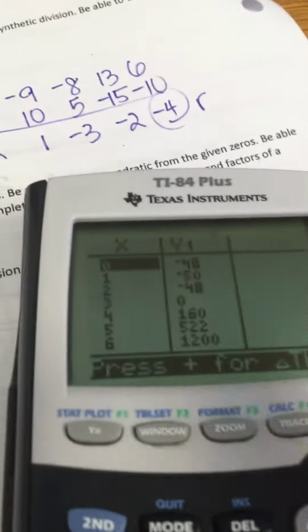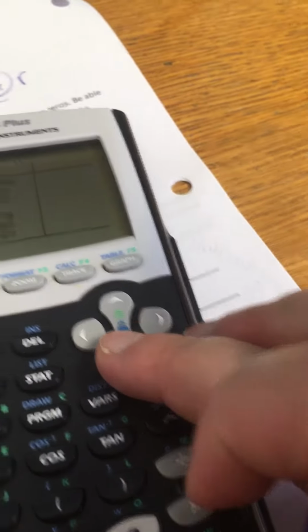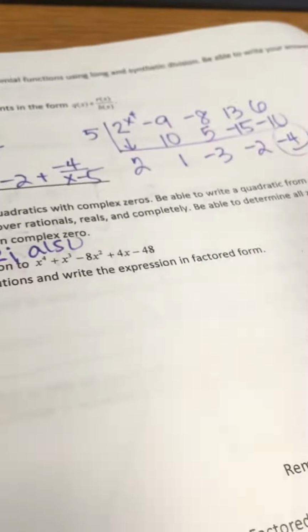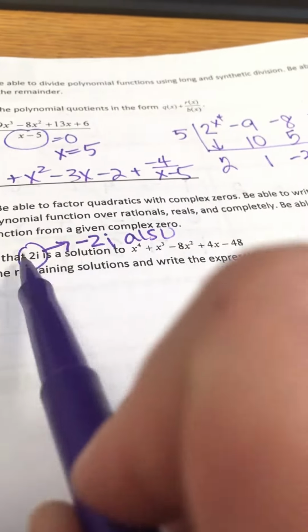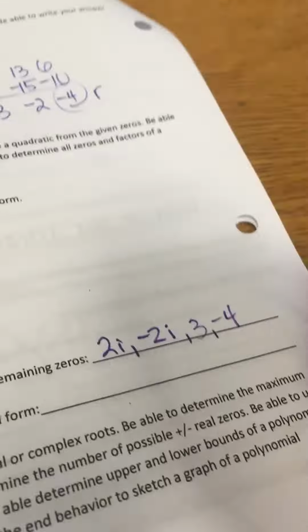Oh, look right there. I got 3 is a 0. So I can start synthetic division with that. Oh, I got another one right there, -4. Okay, you can start with 2i and -2i, but if 3 and -4 are also zeros, just show me that they work. So 3 is here, I got 1.